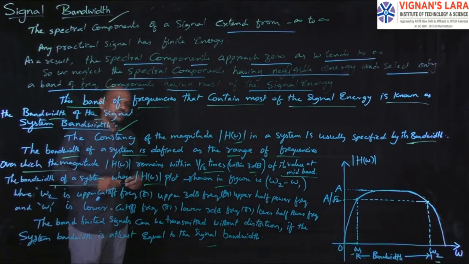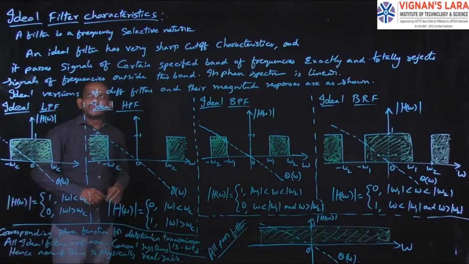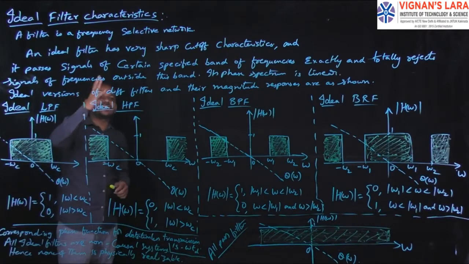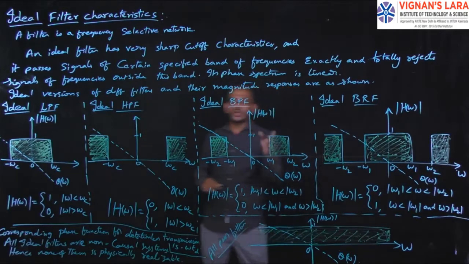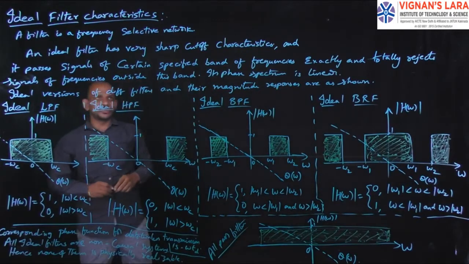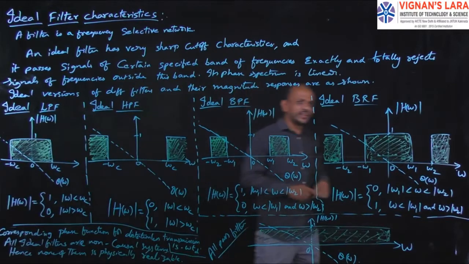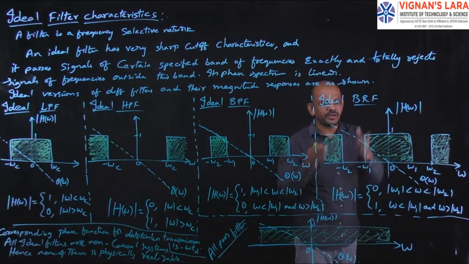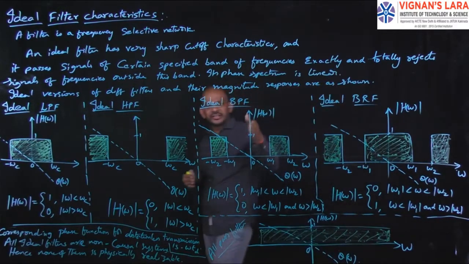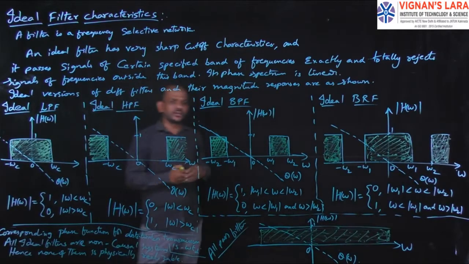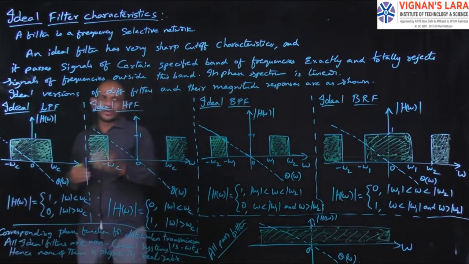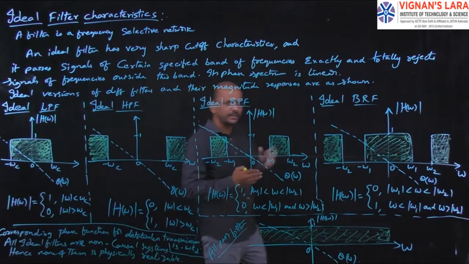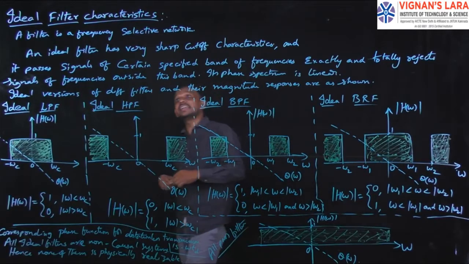Now we will move on to the next topic, that is ideal filter characteristics. We all know a filter is a frequency selective network. That is, it will allow signal transmission for a particular band of frequencies and it will attenuate some other frequency band. We all know different types of filters: low pass filter, high pass filter, band pass filter, and band reject filter. Now we will see the ideal filter characteristics.